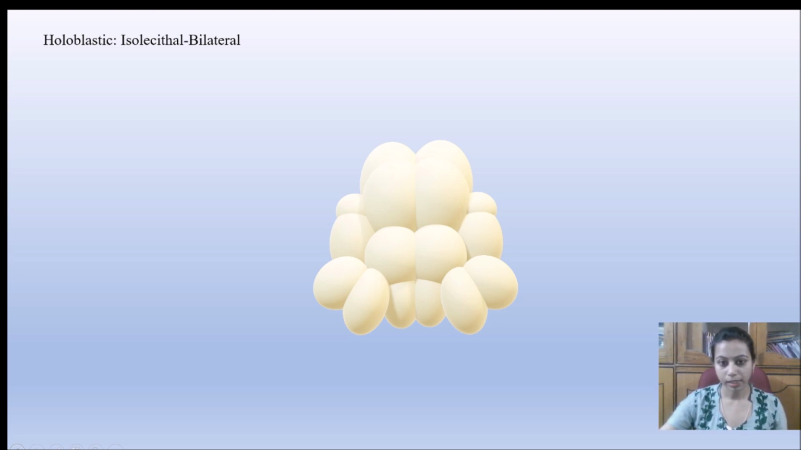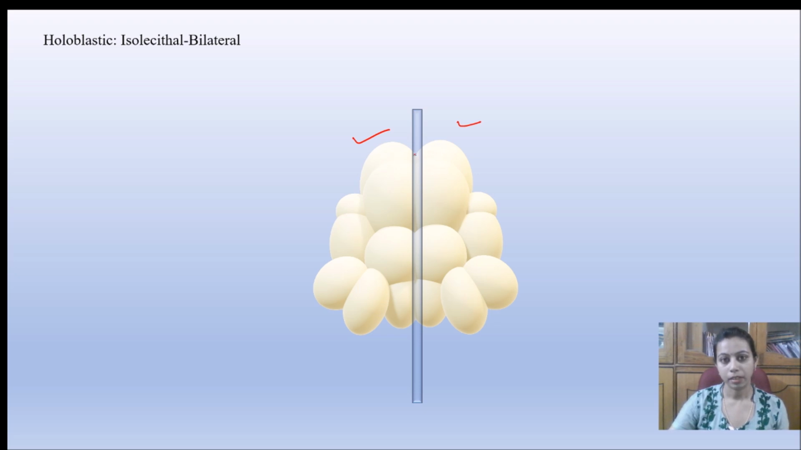If I see these types of cleavage, we will find that these two planes, the plane toward this side and toward this side, after a certain stage of division show a mirror image on both sides, just as the left side of our body and the right side of our body are mirror images of each other. In holoblastic isolecithal bilateral cleavage, the cells will look like a mirror image.